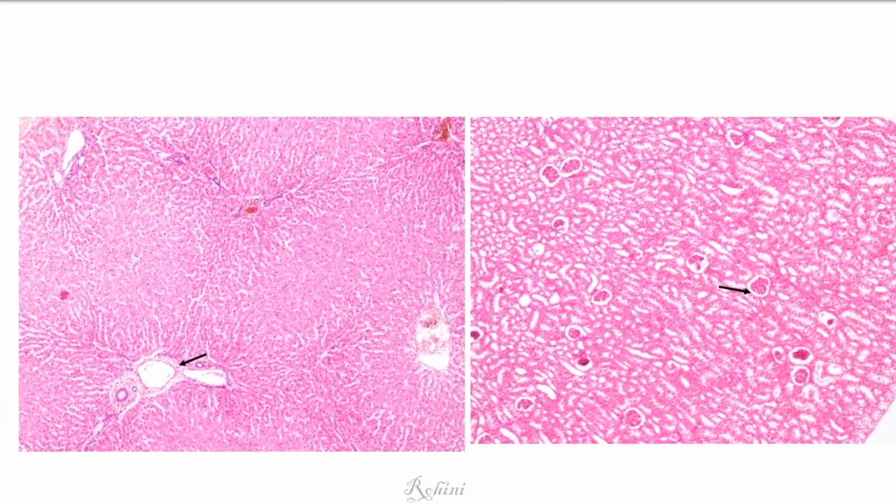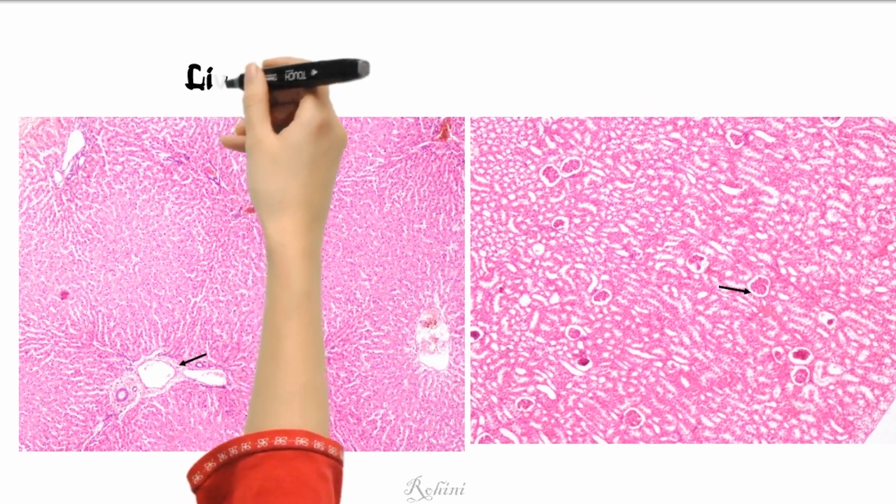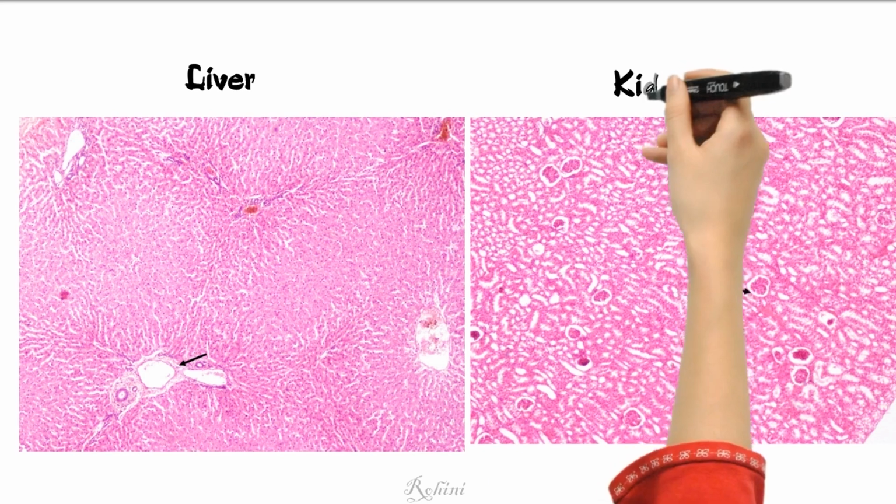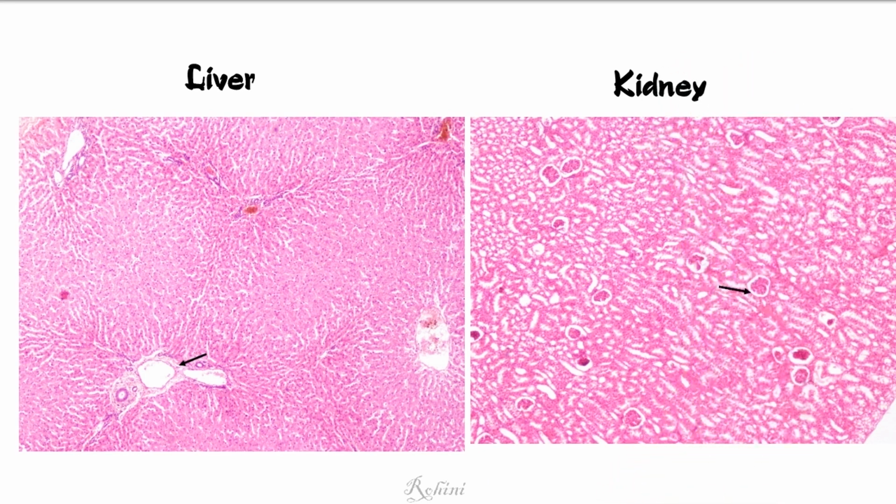As we observe these two slides, we should look for the pointed structures to identify and differentiate. The arrows in the two slides are pointed towards the key identifying features in each of them. In the slide of liver, identify the portal triad and the hepatocytes radiating from the central vein. In the slide of kidney, identify the Bowman's capsule.